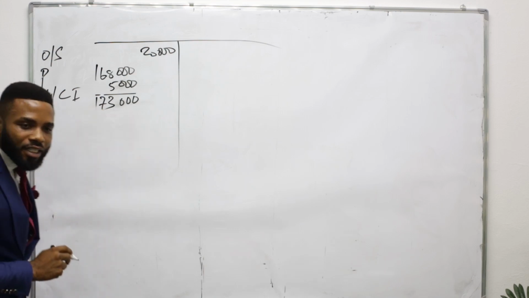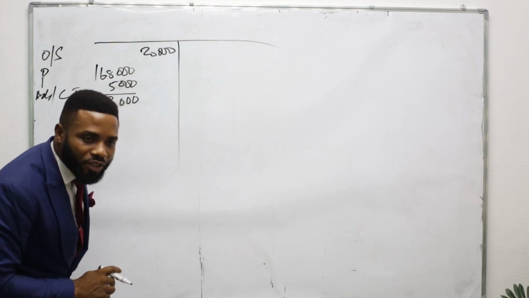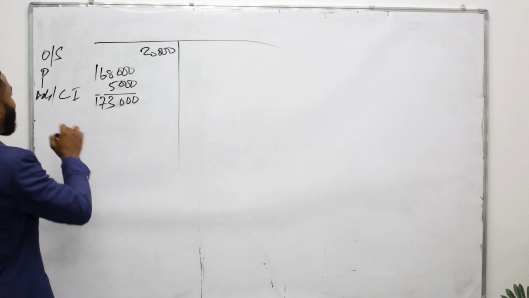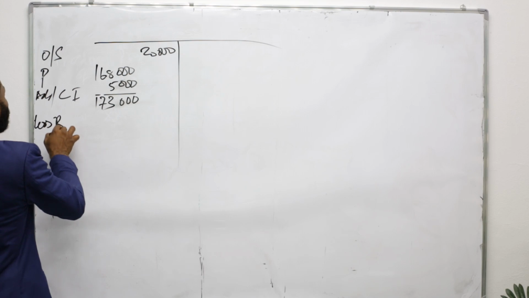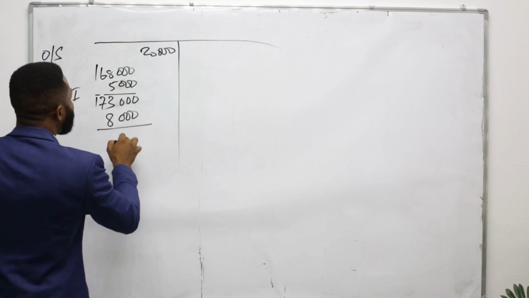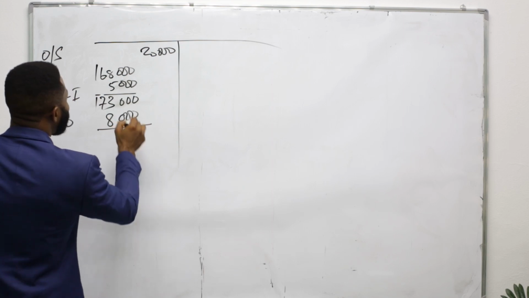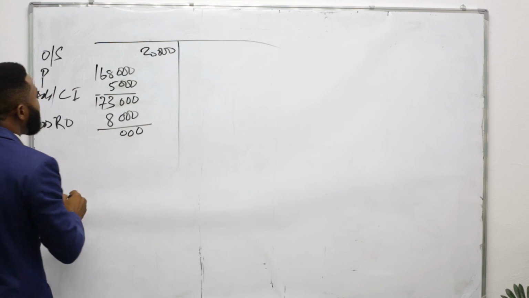And then, is there return outwards? Yes, return outwards there is 8,000. So you are going to subtract this, 8,000, from 173,000.